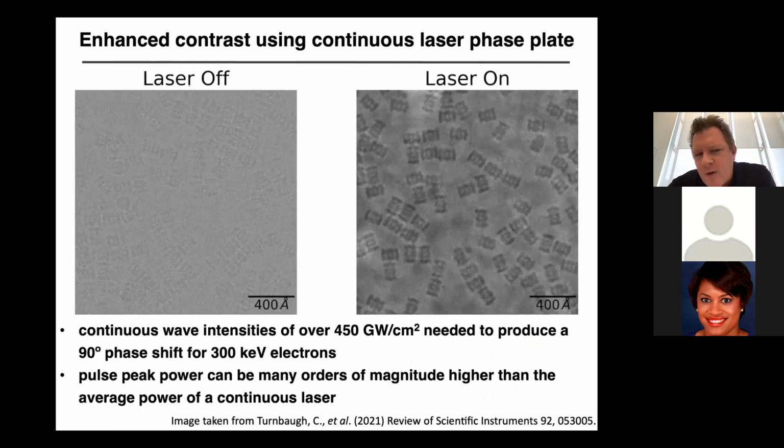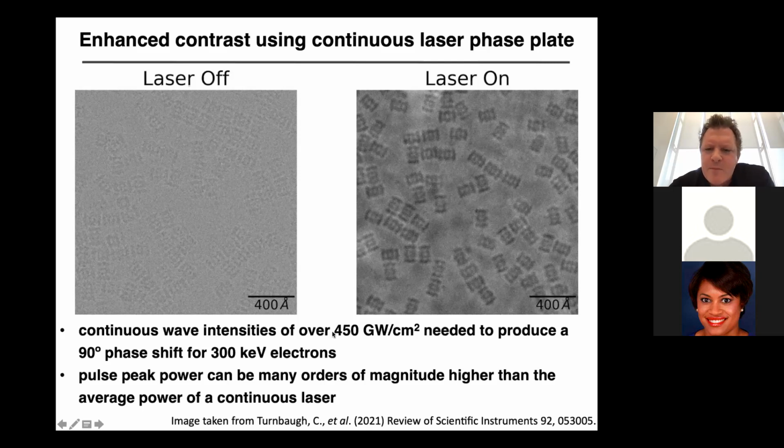This has already been very elegantly solved by a group at Berkeley. Holger Müller showed that for a continuous laser, this can actually work pretty well. So you see here on the left a typical Cryo-EM image of a 20S proteasome, and you can see it's recognizable, but the contrast is not very good. And with their continuous laser phase plate, they actually were able to boost the contrast quite significantly.